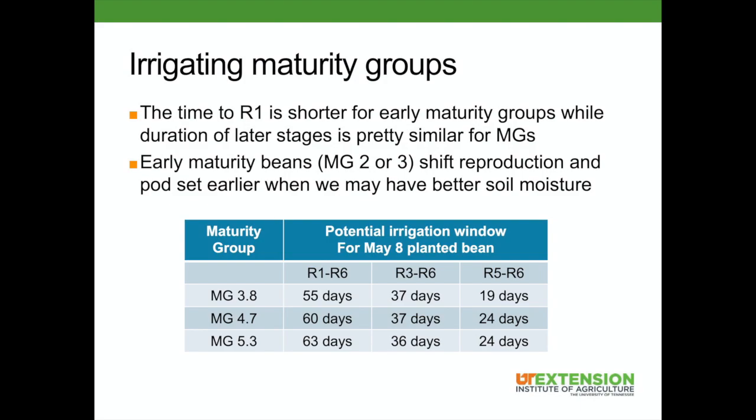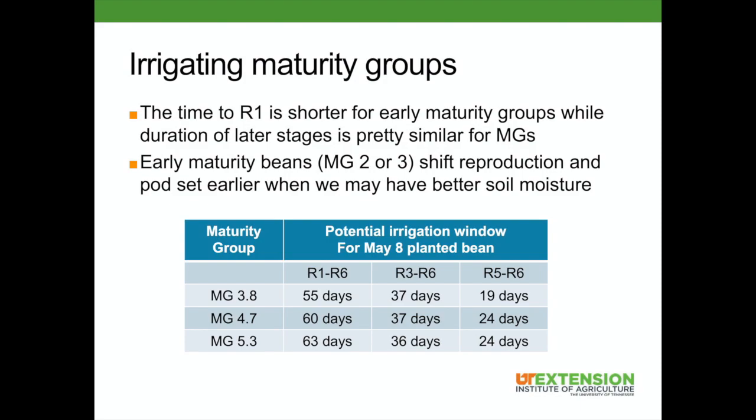You can see here these are just some average numbers of days between different reproductive stages for something that would be considered kind of an early May planted soybean. So you can kind of see between R1 and R6, group 3, there are fewer days there versus a 5.